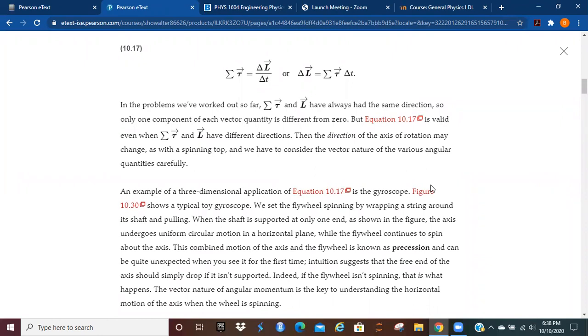So in the problems we've worked out so far, both torque and angular momentum have always had the same direction. So only one component of each vector quantity is different from zero. But equation 10.17 is going to be valid even if they have different directions. Then the direction of the axis of rotation may change, as with a spinning top, and we have to choose the vector nature of the various angular quantities carefully.